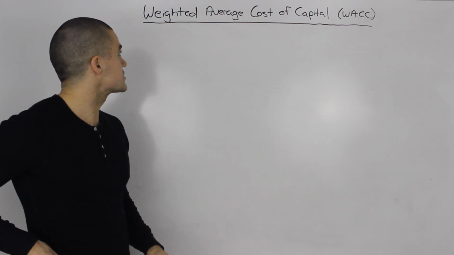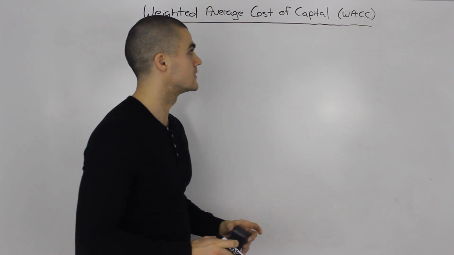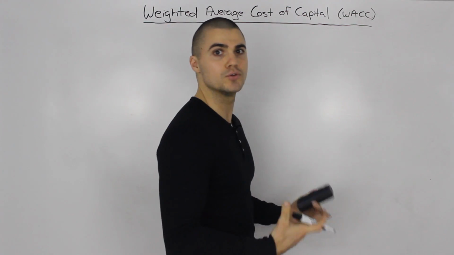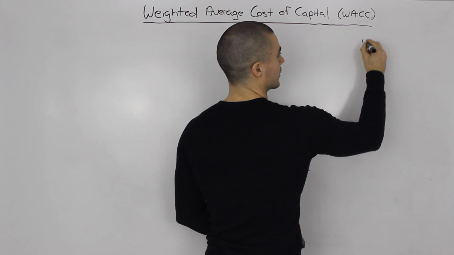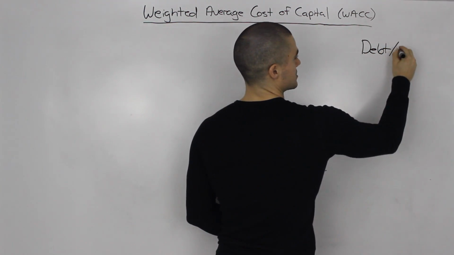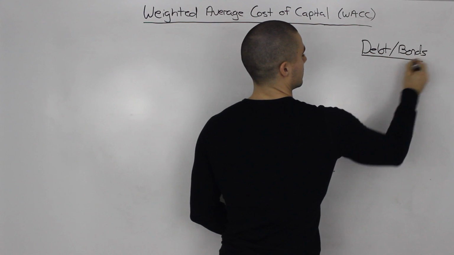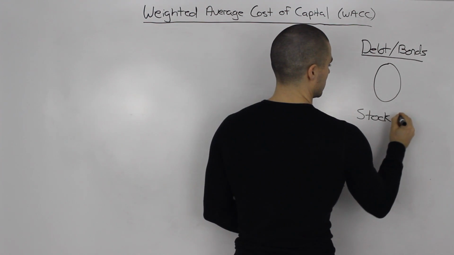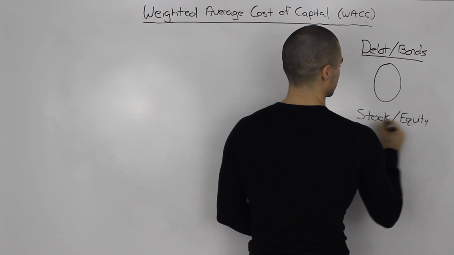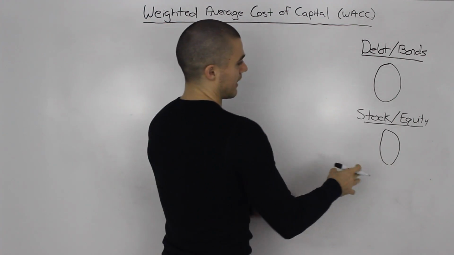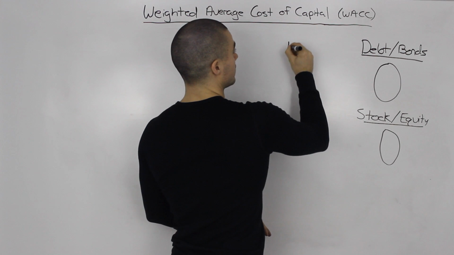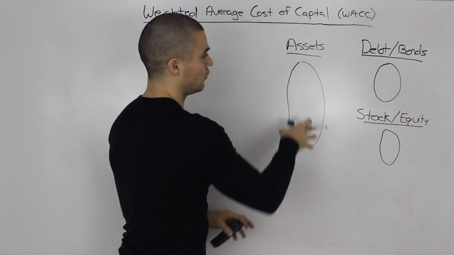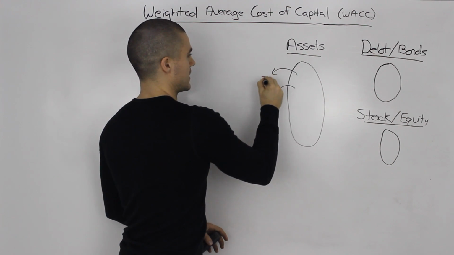So to start this overview off, let's start with a little scenario. Let's say you want to start a company, all right? And when you want to start a company, you need money. So what you'll do is you'll go out into the market and you'll get some debt, or some bonds. You'll issue some bonds. So you'll get a bunch of debt. And then you'll go into the market and you'll issue some stock or some equity. And you'll take this money that you raise, and you'll go and buy some assets, and then hopefully these assets are making you some income.